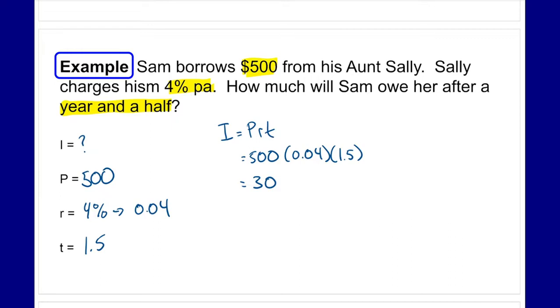We want to figure out how much Sam is going to owe her, so we want a total amount. So I plus P, or P plus I. $30 in interest plus the $500 original equals $530 total that he'll owe after a year and a half. From borrowing that money, he's going to have to pay an extra $30 over that year and a half.